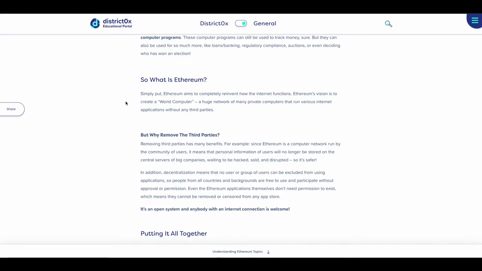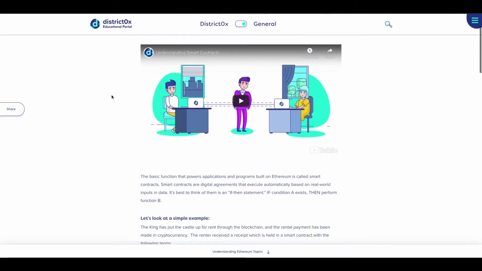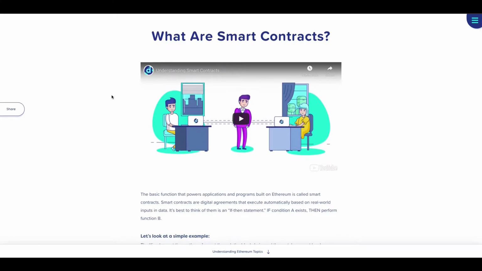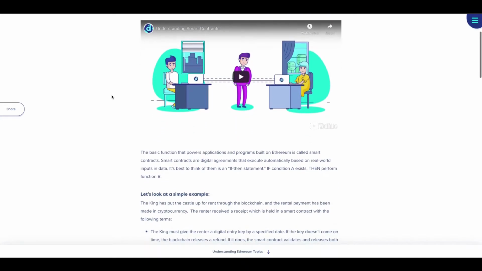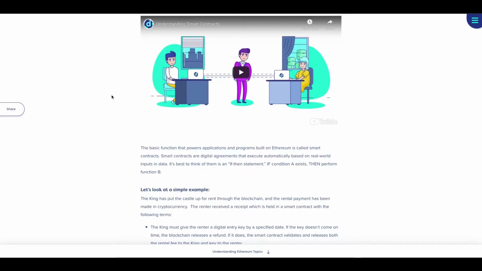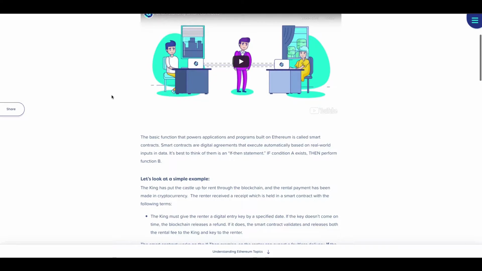2015. The main goal of Ethereum is to create what they feel would be a world computer, basically a huge blockchain that helps to connect many private computers without third parties, or you can say the middlemen. Ethereum is probably the main crypto that introduces a concept known as a smart contract. A smart contract's basic function is to power applications and programs built on something like Ethereum.